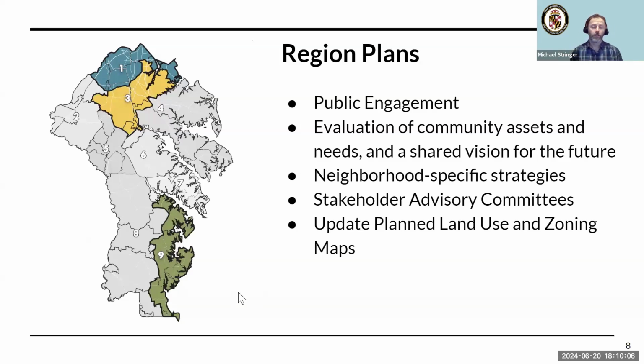These plans are built on extensive public engagement. The intent is that they take those broad countywide goals and policies from Plan 2040 and think about how we can implement them on the ground and what makes it meaningful in local neighborhoods. They include evaluation of community assets, needs, and development of a shared vision.